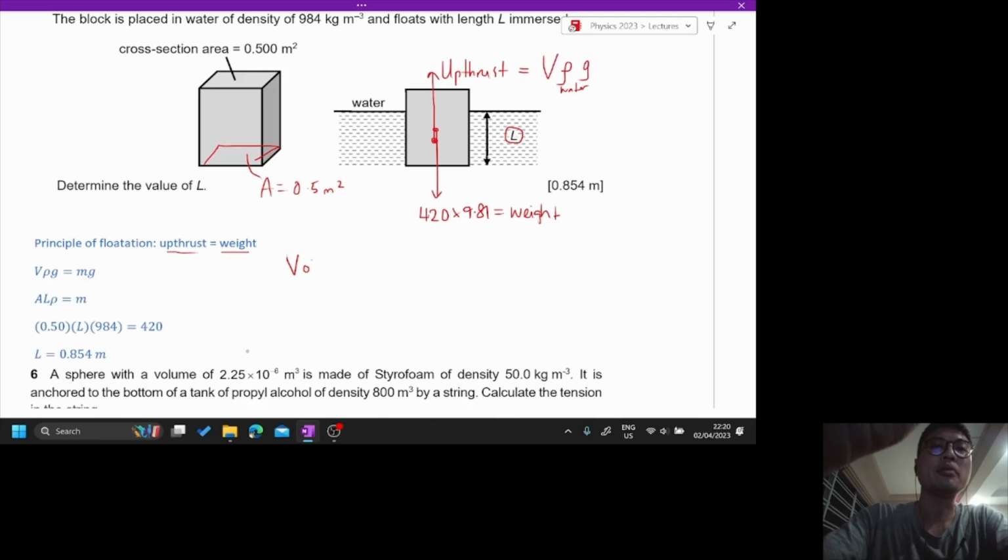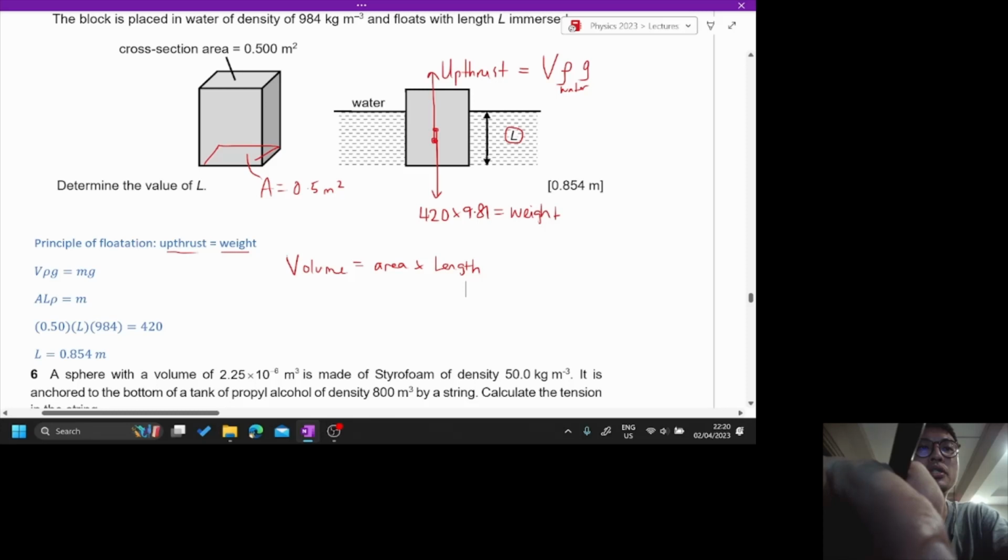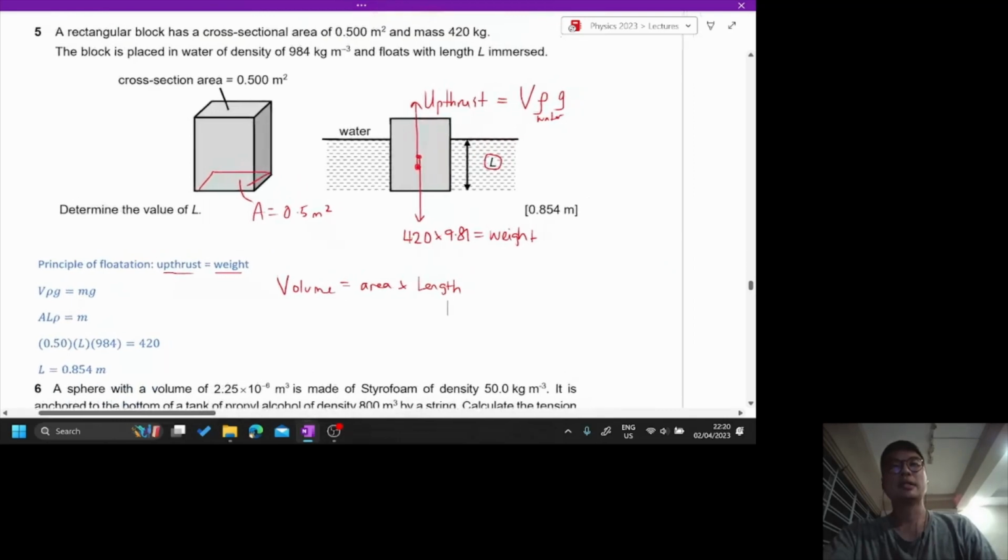But what about volume? Now the volume of the block will be the cross-sectional area multiplied by the length of the block. Okay, so that's how we go from V rho g equals mg to A L rho equals m. So fill in all the values over here and we get L is 0.854. And this is the end of question 5.